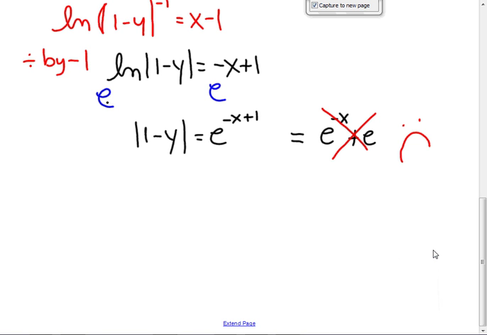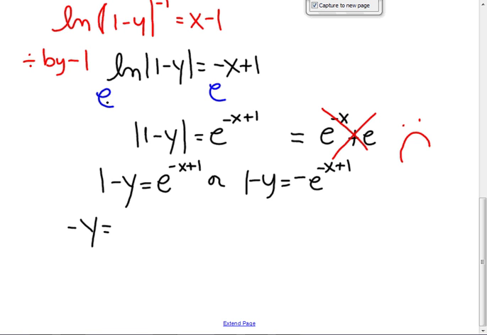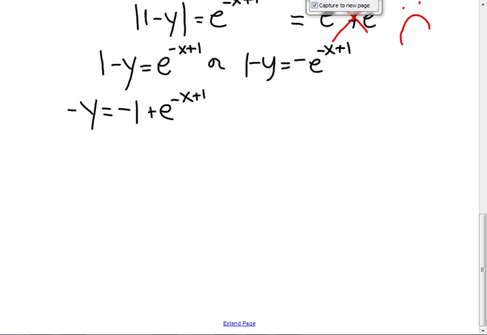And Sam, this is what I meant by, you really look here: 1 minus y is equal to minus e to the minus x plus 1. Because I want to make it clear. Solving for y here, it's minus y is equal to minus 1 plus e to the minus x plus 1. And if I finish solving for y, y is equal to 1 minus e.